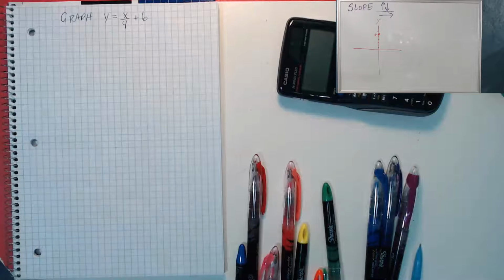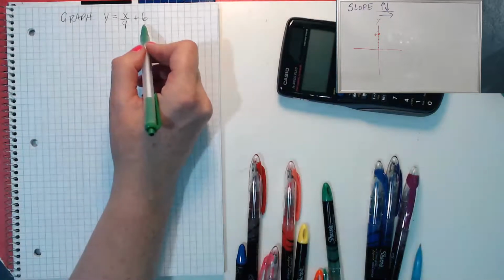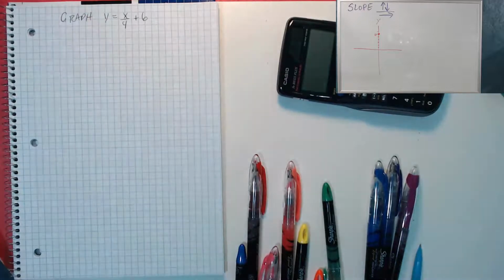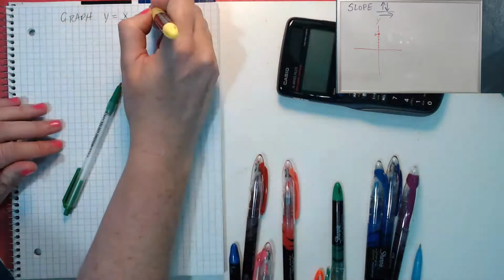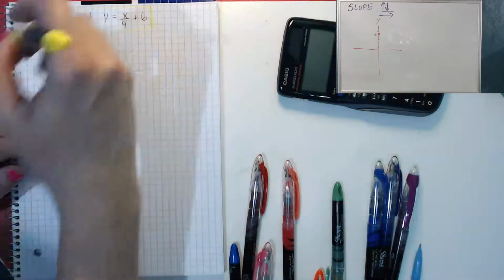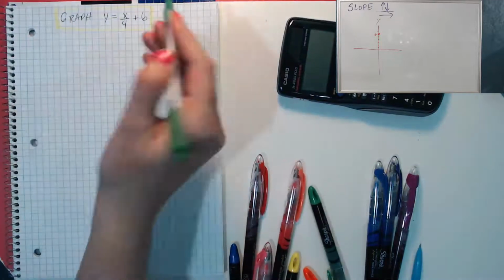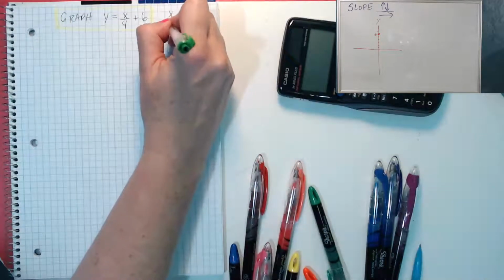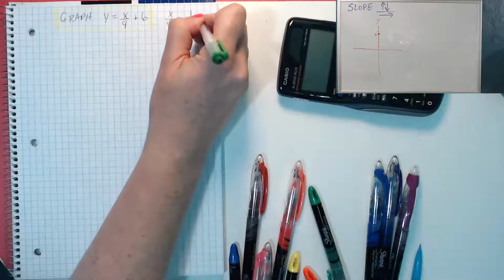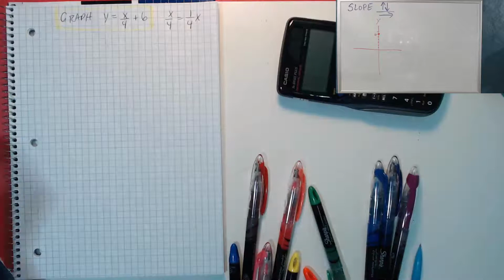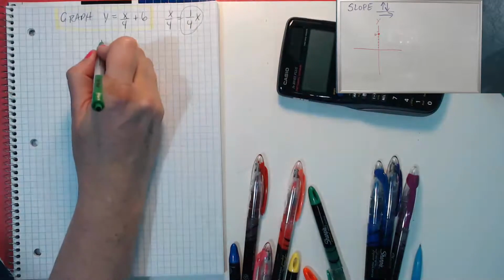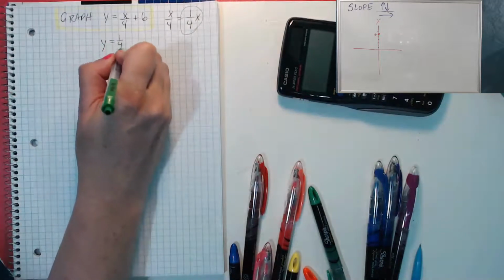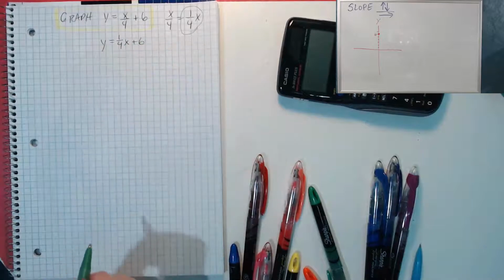Okay. Y equals x over 4 plus 6. And look at the x over 4. I'm going to go and put this in yellow. This is the problem we're given. But I want you to remember that x over 4 is the same as 1/4 times x. Okay, so we're going to use this version when we rewrite the problem. So we're going to do y equals 1/4 x plus 6. Okay, and we're just going to follow the same steps.